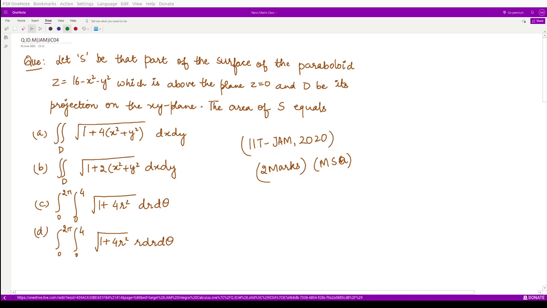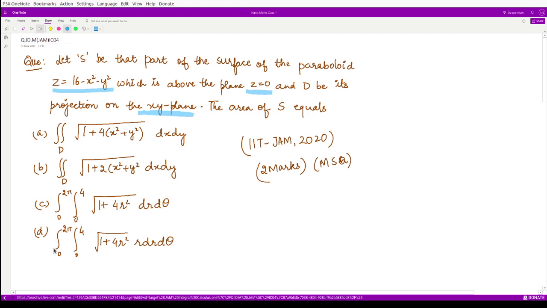So today we'll be discussing this question, which says: if S be that part of the surface of the paraboloid whose equation is given to be z is equal to 16 minus x square minus y square, which is above the plane z is equal to 0, and D be its projection on the xy plane, then what is the area of S among all these four options?